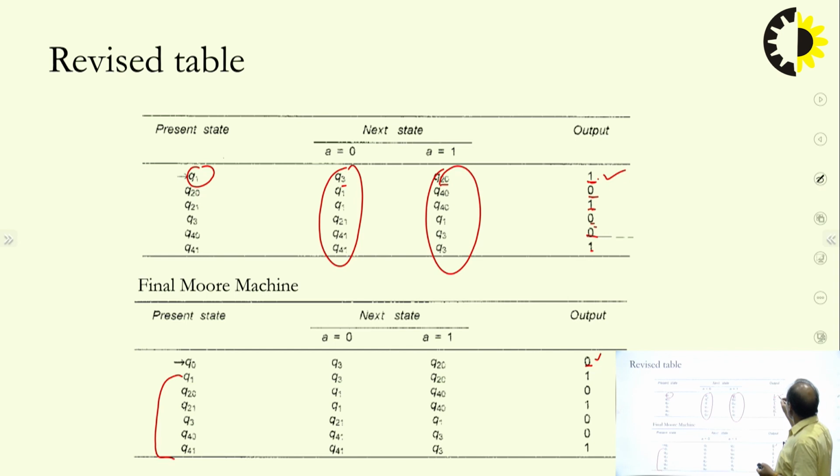Had it not been that 1 is coming as output here, we would not do anything. We add another state because of the situation that we are getting 1 as output, because your model should accept the same input.